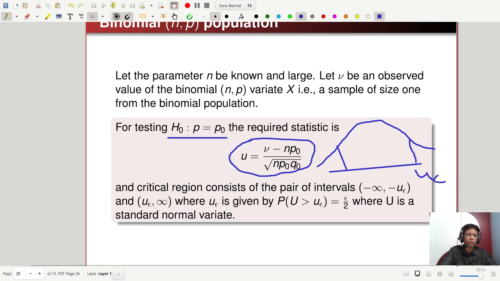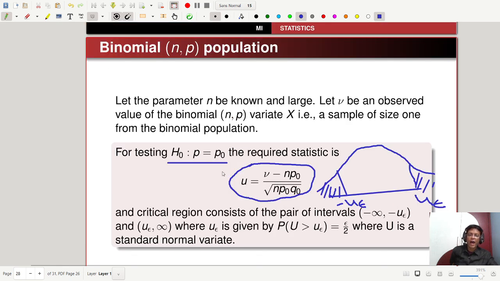u epsilon and minus u epsilon, right? You have a pair of intervals like this. Okay. So you have a pair of intervals, and u epsilon is given by probability of u greater than u epsilon equal to epsilon by 2, where u is a standard normal variate. So in this case, you have a pair of intervals. You have to remember this; this is the test statistic for the binomial (n, p) population.